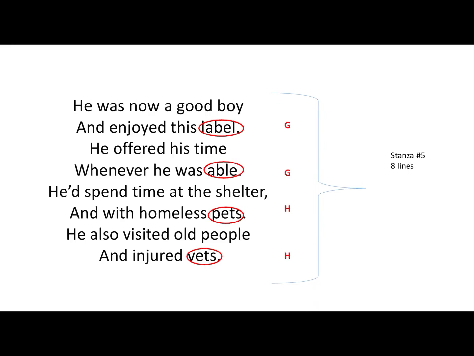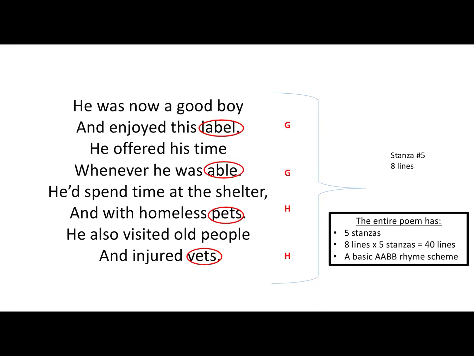So there's a really easy way then to figure out how many total lines were in this poem. The entire poem has 5 stanzas. Each stanza has 8 lines. So if we do a little multiplication and take 8 lines times 5 stanzas, we come up with 40 lines total. And there's a basic rhyme scheme: in each stanza, lines 2 and 4 rhyme with each other, and lines 6 and 8 rhyme with each other.